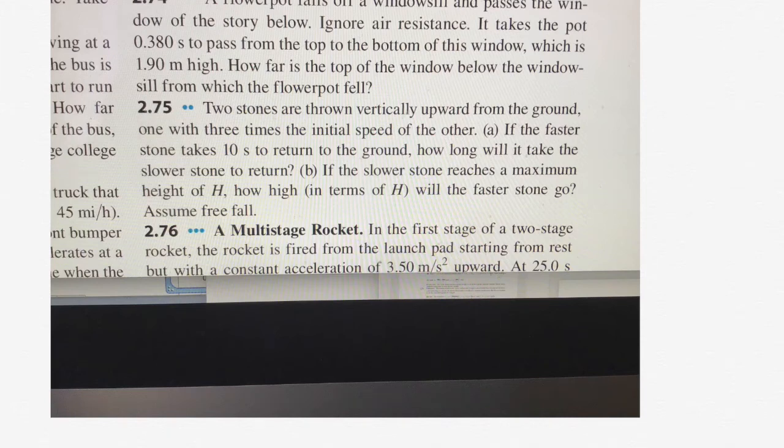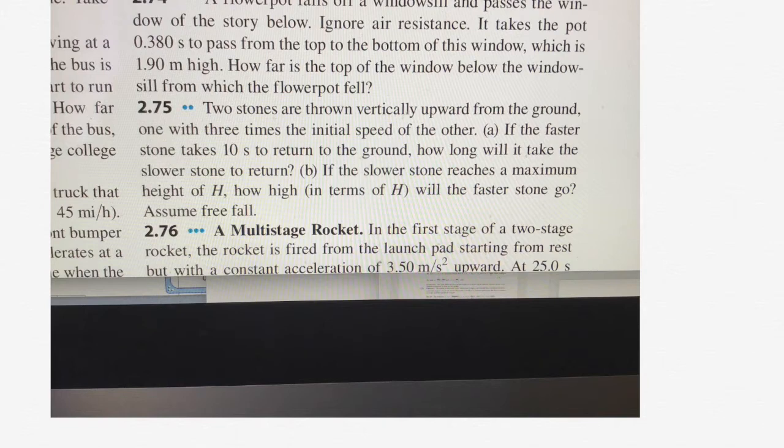In this problem, we're going to chapter 2 of Young and Freedman, and we're doing question number 75. Chapter 2 is one-dimensional kinematics, or motion in one dimension. And we've gone for a fairly tricky problem. We might as well use these videos to solve some of the more tricky problems that aren't just a matter of plugging in the numbers.